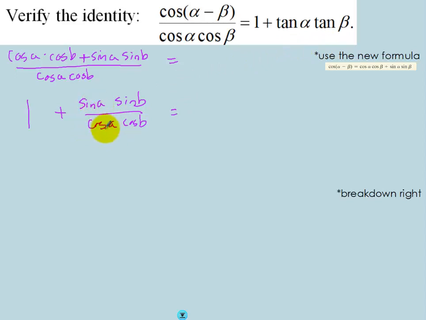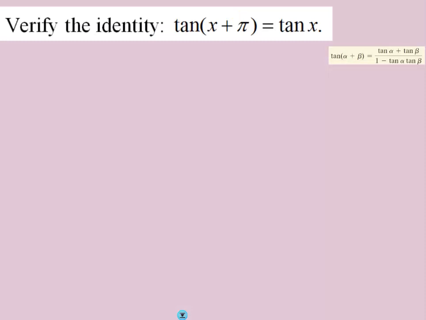I know sine over cosine is going to be tangent. So what I have is tangent of a, and sine b over cosine b is going to be tangent of b. And then 1 plus tangent of a, tangent of b. Hey, guess what? That's exactly the same thing I have on the right side. So guess what? We're done. Verified. And there's always more than one way you can do these identities. I could have worked the right, but that's how I chose to do it, as long as you show your work.